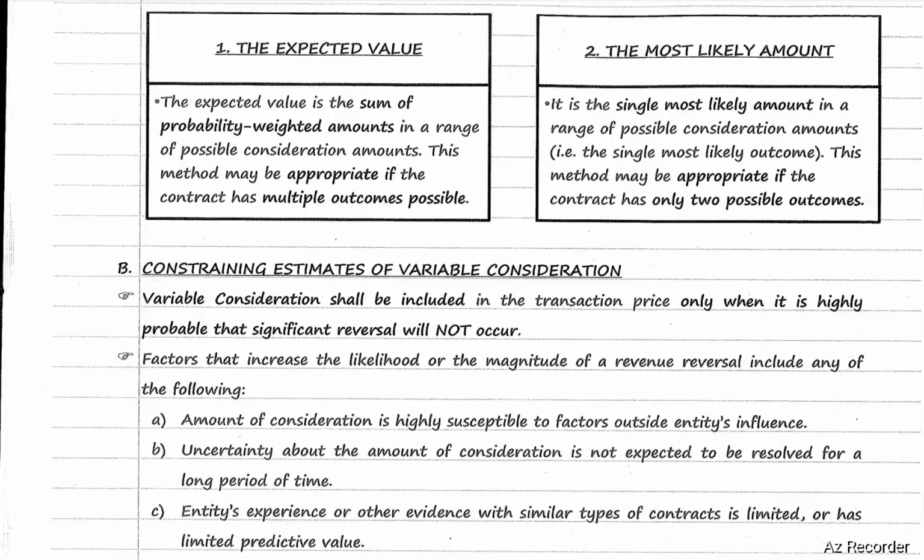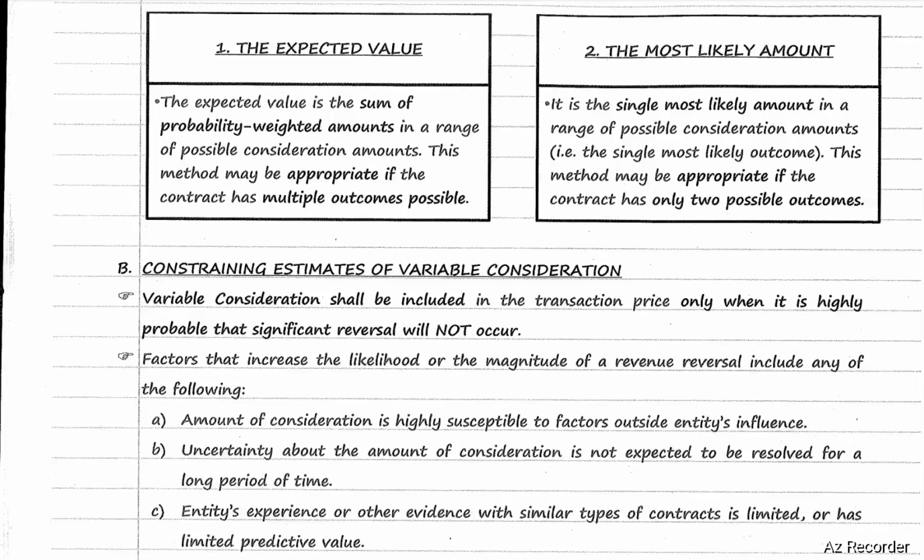What is expected value? Expected value is the sum of probability weighted amounts in a range of possible consideration amounts. Summation of probability into weights will give expected value. Most likely amount is a single most likely amount in a range of possible consideration amounts. That is a single most likely outcome.